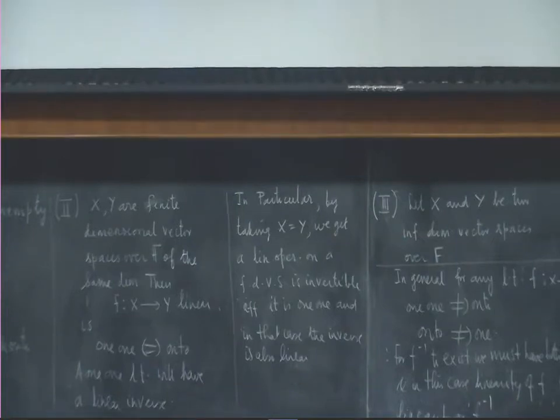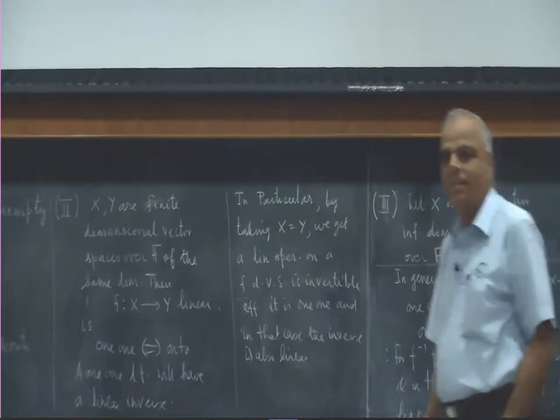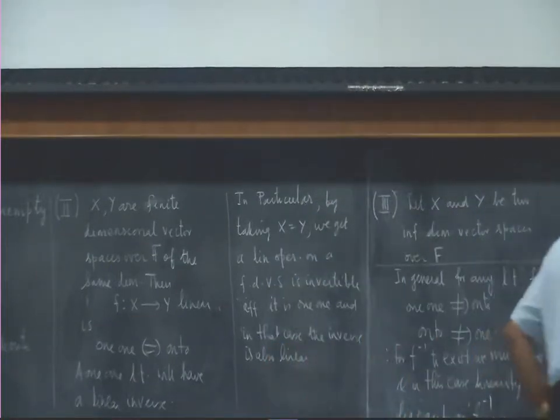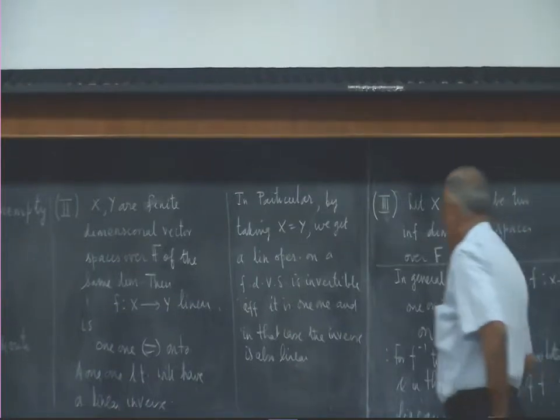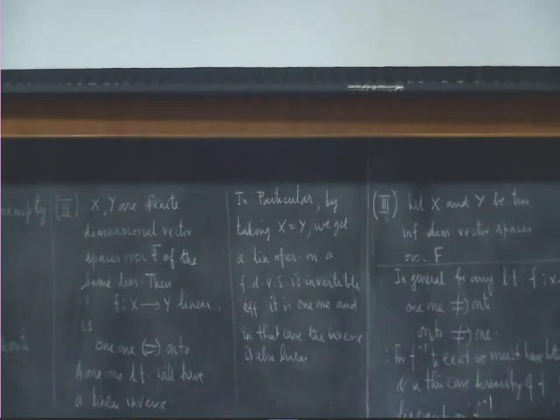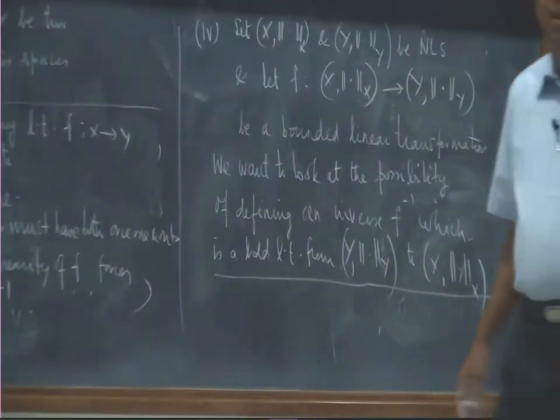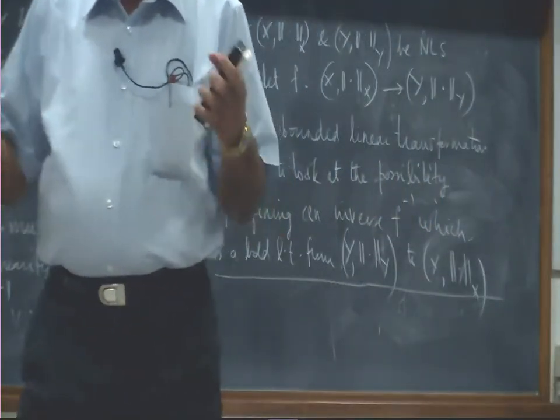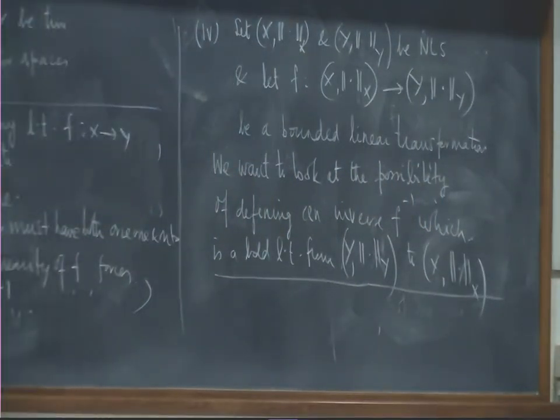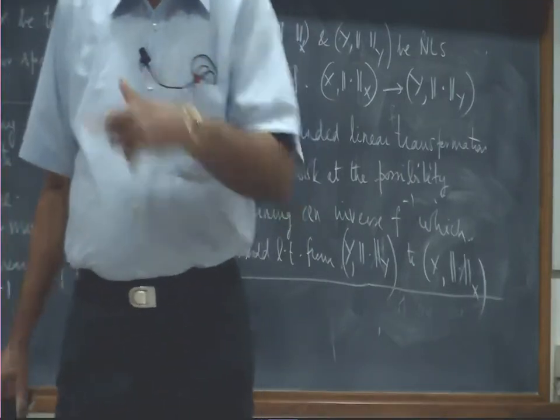So this was our question. Can we define a bounded linear inverse? Under what circumstances does this happen? Let us again look at some examples. First of all, a priori there is no hope unless f is 1-1 and onto. We have seen that in general, if you have infinite dimensional vector spaces, unless you have both 1-1 and onto, there is no hope of defining even an inverse. But once you have that, the linearity of f forces linearity of the inverse.